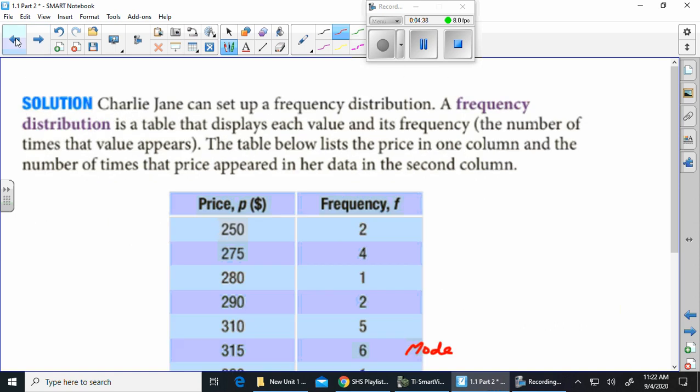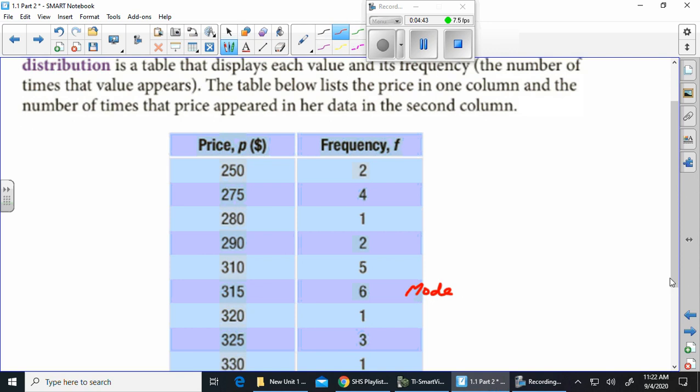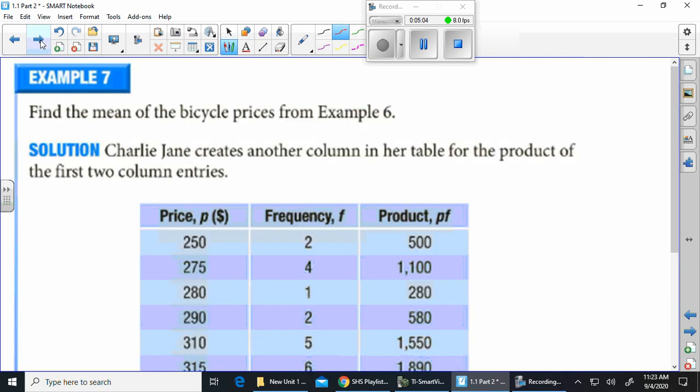Well, if we go back and look, less than 320 would be all of these. So if we added all those up, that's the number that would be less than 320. So you can answer questions by looking at a frequency distribution. The next thing that would be asked is find the mean. Well, when you're thinking of finding the mean, you're adding everything up and dividing by how many numbers you have.